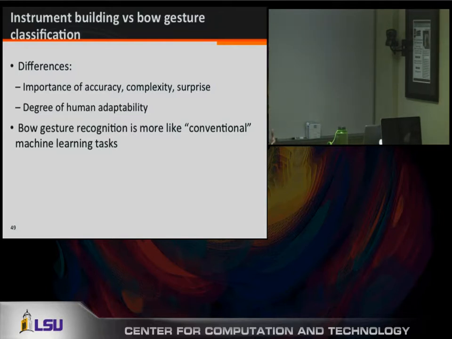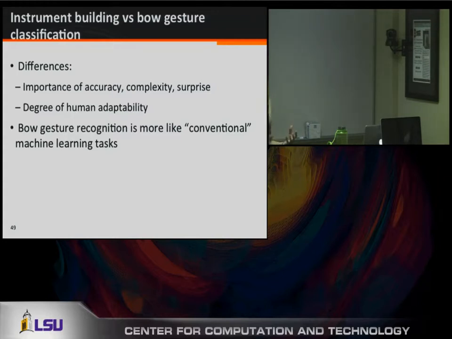Yeah, so there's always some adaptability, and I think this is again one of the things that makes interaction useful, not just in creative applications like instrument building, but in these more conventional applications like bow gesture recognition. There are always gray areas.